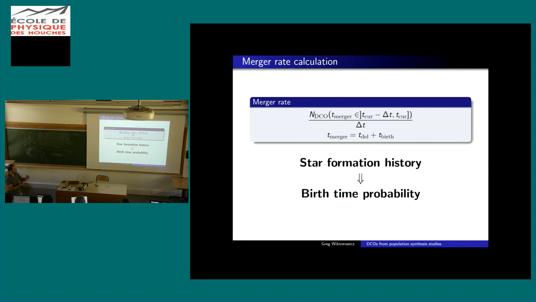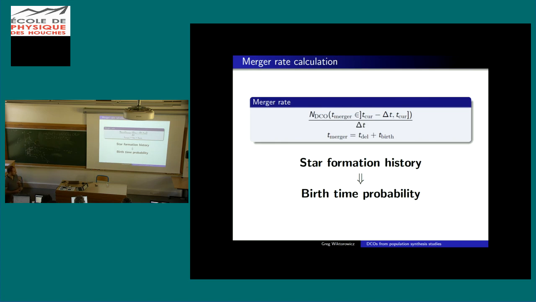We have the merger time, and we check if it is between 9 and 10 gigayears if we choose delta t to be 1 gigayear. If it is, we count it. If it is not, we just continue. Yes, we will have the number of mergers within the last 1 gigayear. So when we divide it by 1 gigayear, we'll have a merger rate for these objects.